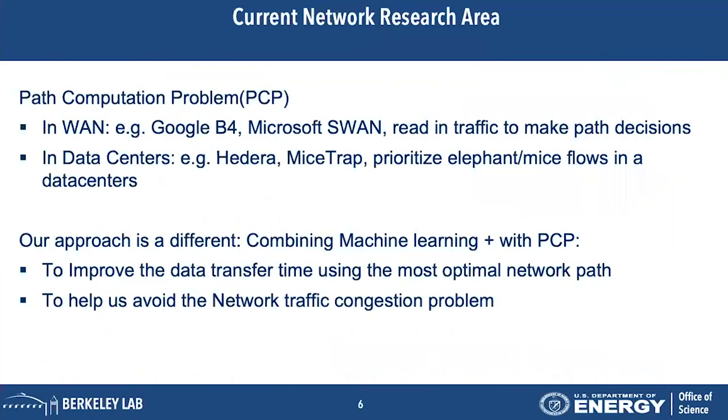Our motivation is, since our network will have more software-defined network capability, can we have an improved way, compared to the existing algorithms, that will take care of things like dynamic traffic changes and complex networks? This leads us to the current network research area, which is the path computation problem, a currently active research area. Major players like Google and Amazon have developed their own algorithms to control their own traffic.